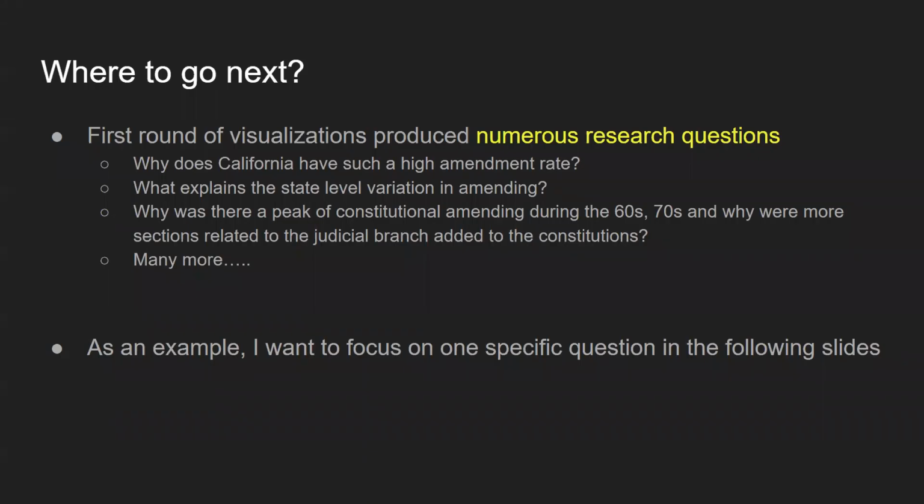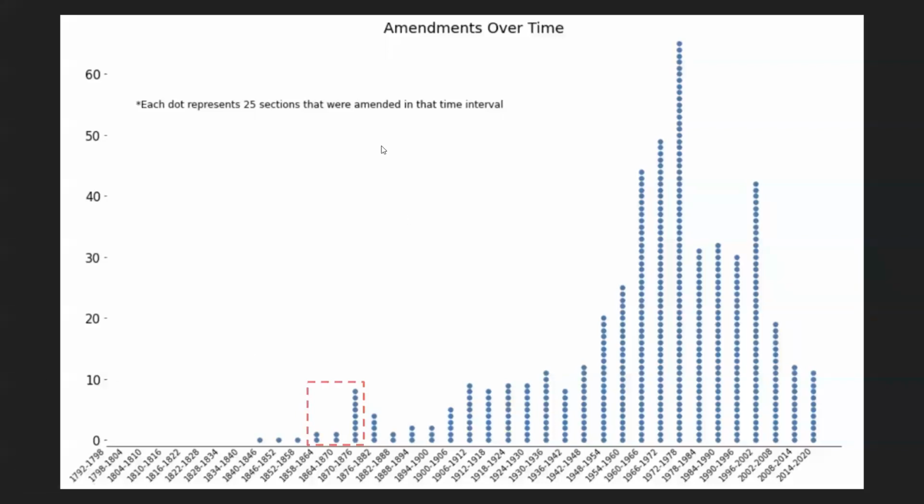So these very generalized visualizations already suggested some very interesting avenues for research. But as an example, I just want to focus on one specific question that I'll show you in the following slide. In the visualization that I showed you previously, you can see there's a little bit of an increase in the number of modifications that are happening, whereas in the period before, there were very few modifications in general. So I just wanted to explore this a little bit more closely.